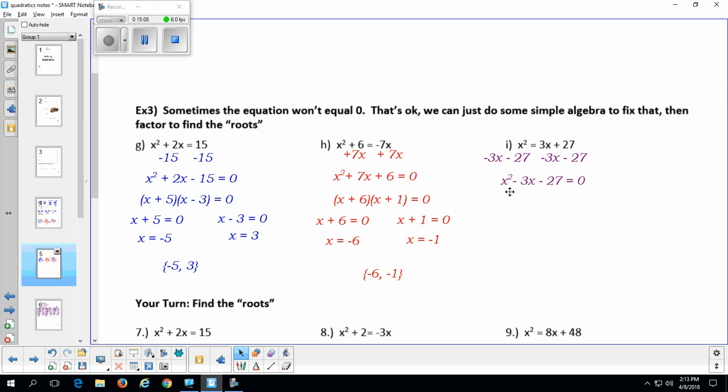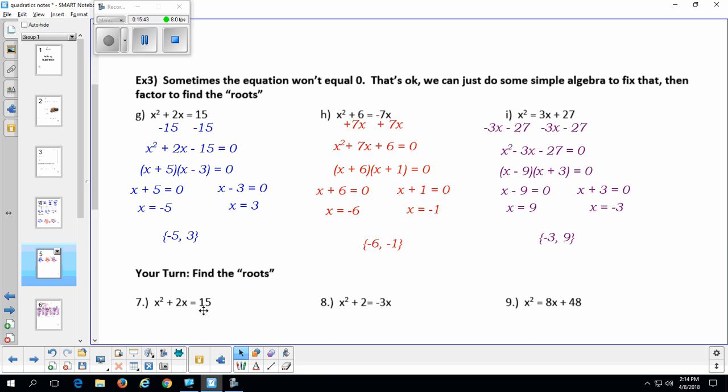So what that's going to give me is x squared. Now it's minus 3x and minus 27. But it equals 0. And that's what I want. Now let's factor this. What do you get when you factor it? x minus 9 and x plus 3. And then x minus 9 equals 0, x plus 3 equals 0. What are my two x values? 9 and negative 3. So negative 3 and 9 would be my two solutions.